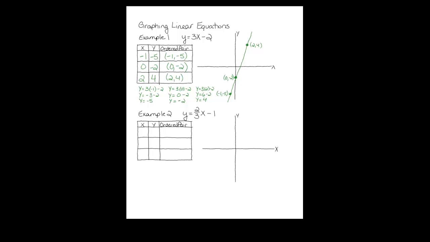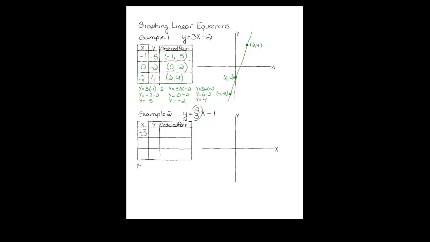Now in example 2, same idea. The difference is now you have a fraction. And in order to make this easier, I want to try to choose x values that will eliminate or cancel out the fractions. So if you notice here, we have 2/3. Thinking about this, I want the denominator to cancel out. So I'm going to choose -3 for my x value.